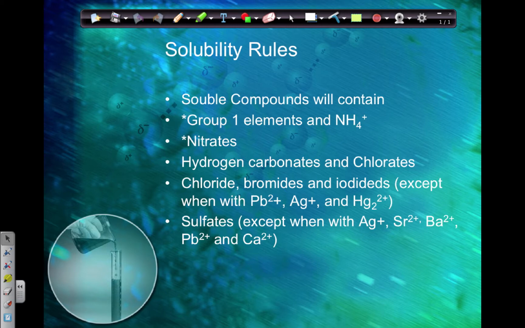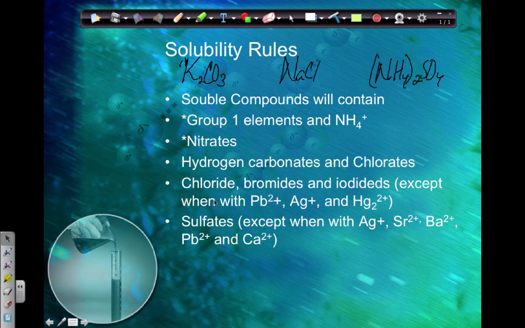So soluble compounds include group 1 elements and ammonium. So if it's anything with group 1 or ammonium, it's soluble. So like if I have ammonium sulfate, well, it has ammonium, it's soluble. If I have sodium chloride, group 1, it's soluble. If I have potassium carbonate, has group 1, soluble.